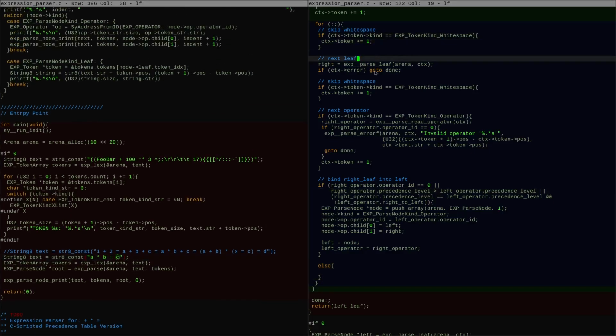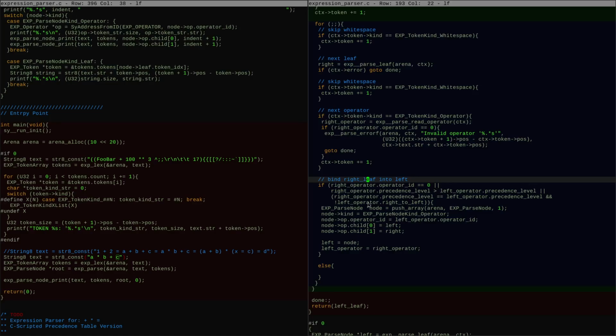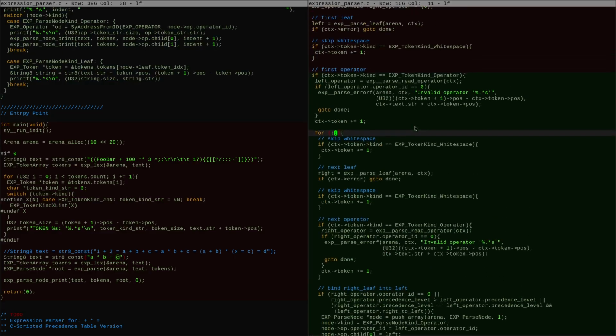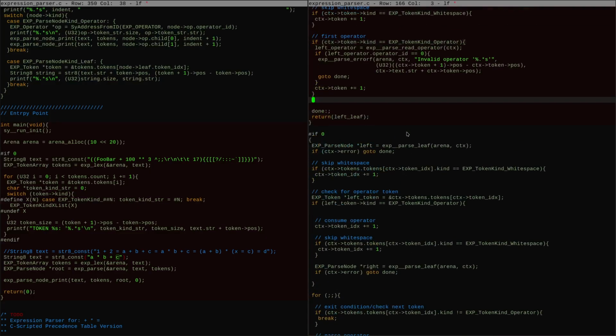Let's see, so if it's going A times B plus C, it should go get the white space, find the operator, bind the right leaf into the left. It's going to go B plus C. So it's going to read another leaf, C, find no operator, and do this again. But what we want to do at this point is say if left operator dot operator ID does not equal 0, right? So that's why this is actually able to live outside of this anyways.